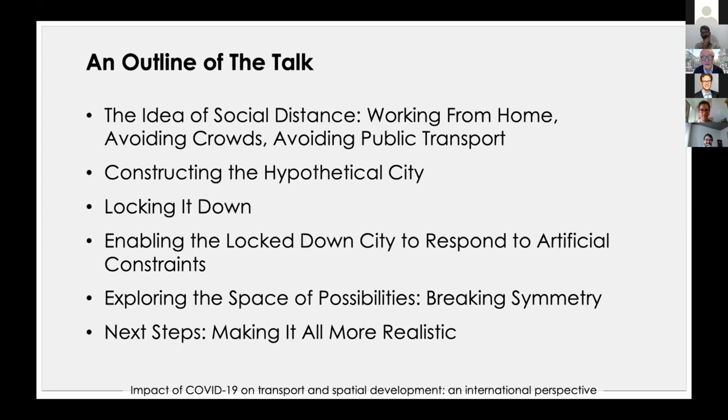The hypothetical city is a city on a grid, basically. The grid can be as big as you like, in a sense, but I'll show some examples for an 11 by 11 grid with 121 locations. I'm going to lock it down in that sense. Once I've locked it down, and I'll show you how I do that, I'll enable the lockdown city to respond to artificial constraints. I'll actually let the model itself release the lockdown in that sense. And then I'll explore the space of possibilities.